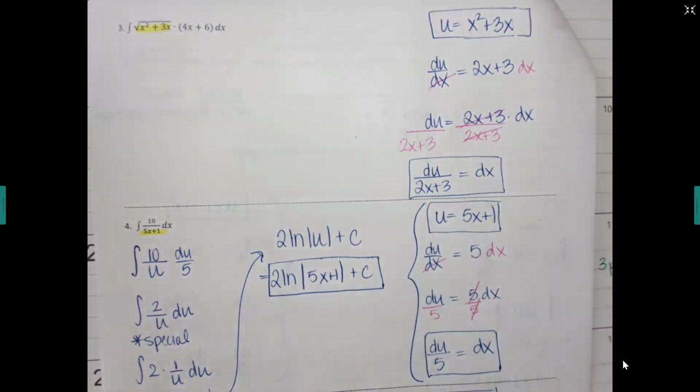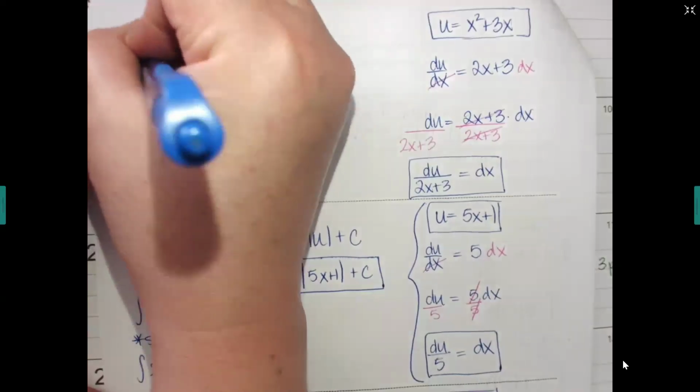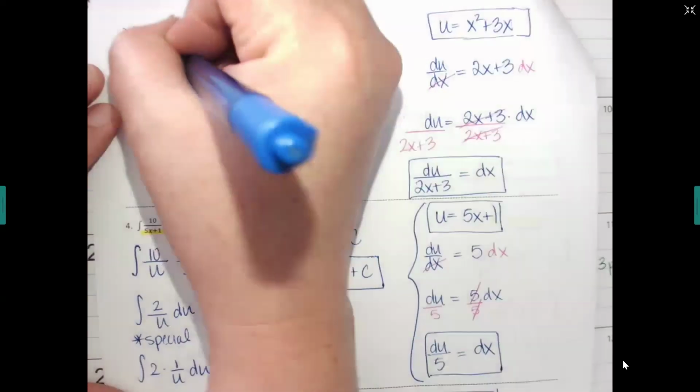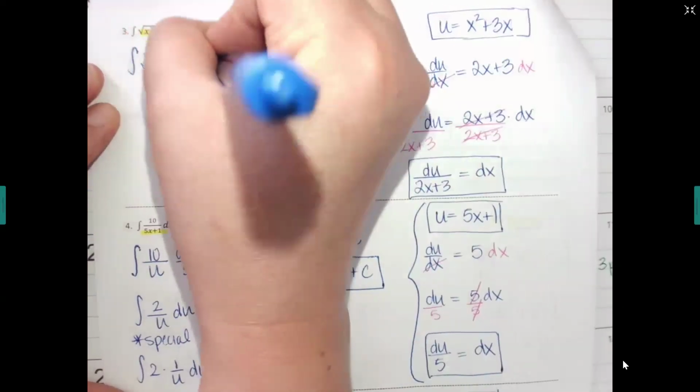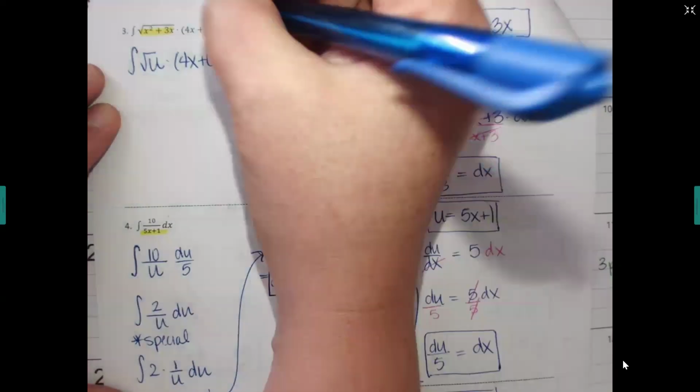So I want square root x squared plus 3x. What's that going to turn into? Square root u. Very good. And remember, the u has to stay in the square root. Okay, then my 4x plus 6 is just chilling for now. And then when I get to my dx, it's going to turn into this. So a du over 2x plus 3.